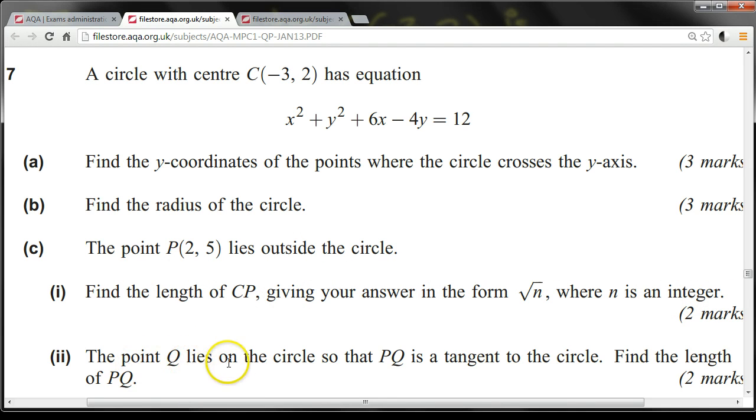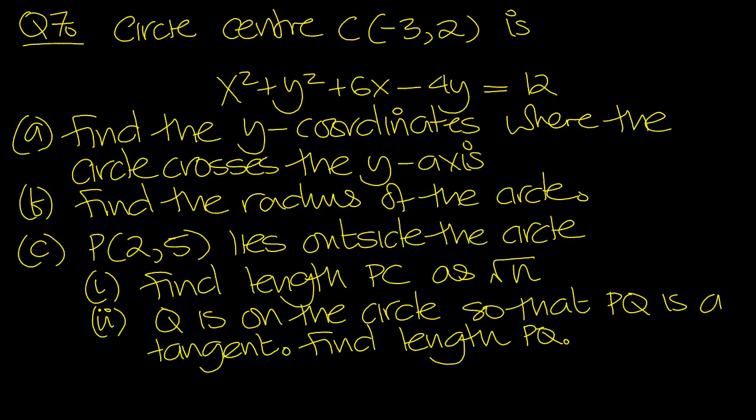The point Q lies on the circle so that PQ is a tangent to the circle. Find the length of PQ. So that's the question, then; I've paraphrased it here. Okay, let's have a look at this then.